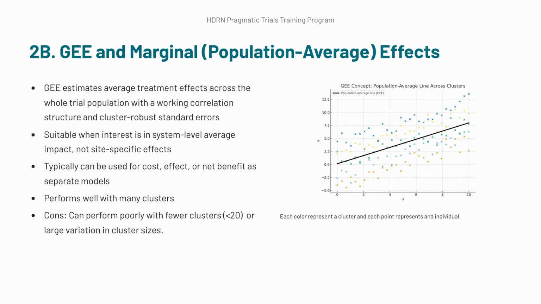For economic outcomes, generalized estimating equations are typically used to model cost, effect, or net benefit separately, rather than modeling their joint distribution. This keeps the approach practical, though sometimes less efficient than multi-level modeling.